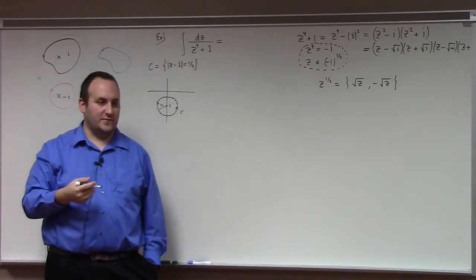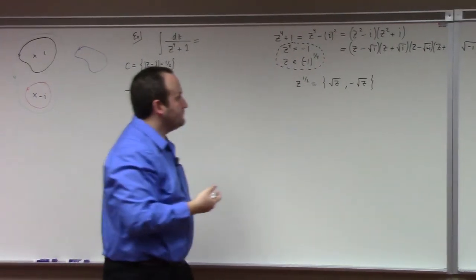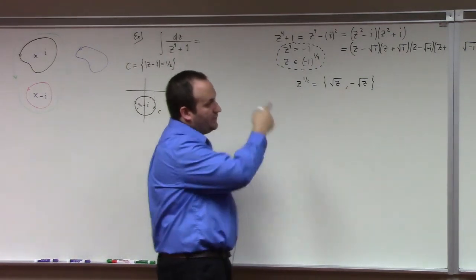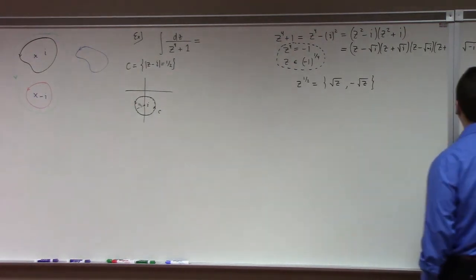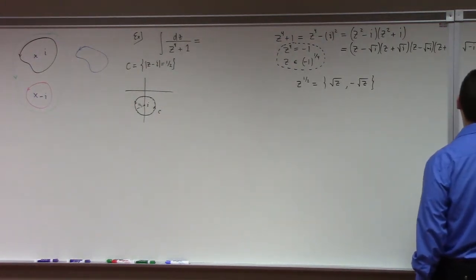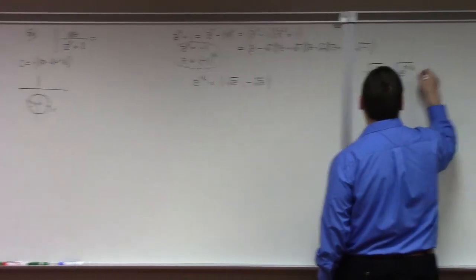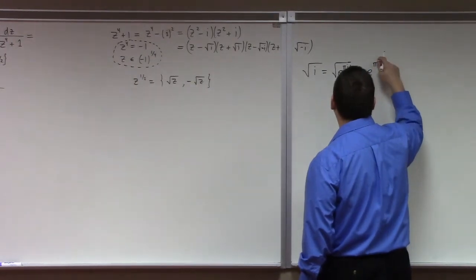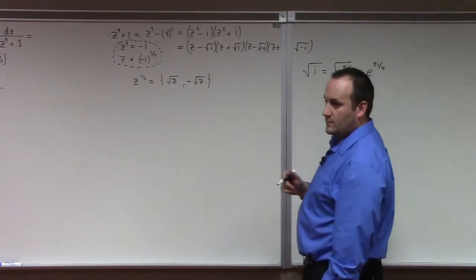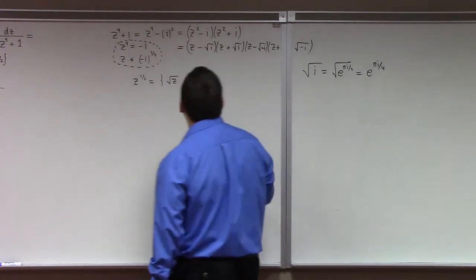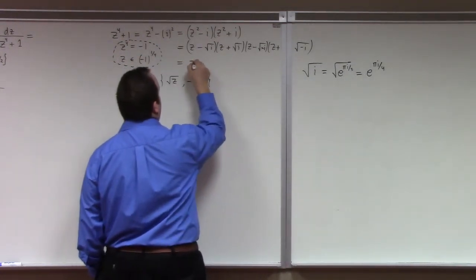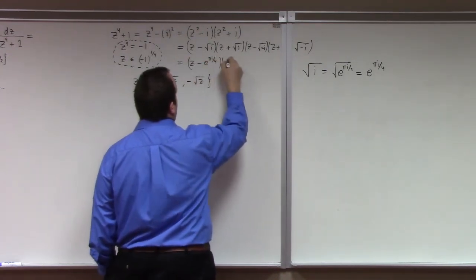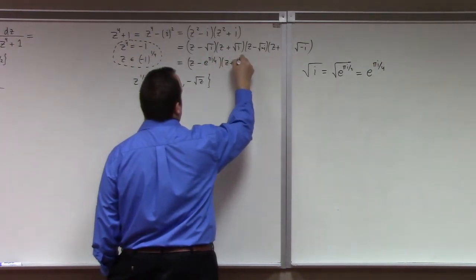So I don't know, I guess, is the fourth root approach better? I'm not sure. And what is the square root of I? How do you calculate the square root of I? These are all principal square roots. So the square root of I is the square root of e to the pi I over 2, which is equal to e to the pi I over 4. So what you've got here is z minus e to the pi I over 4 times z plus e to the pi I over 4.